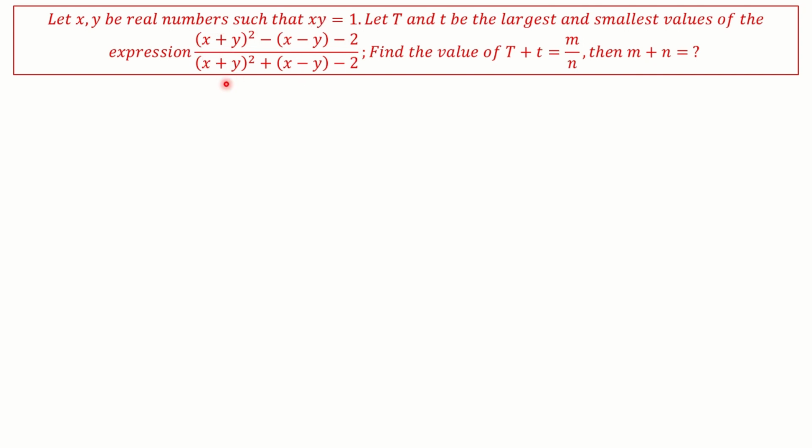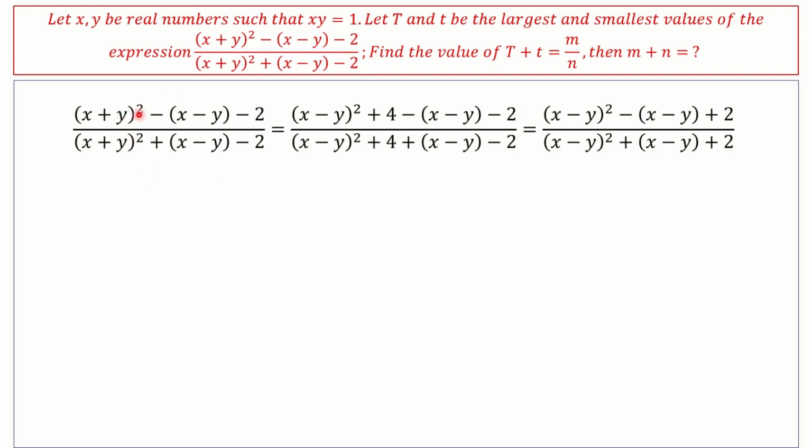Okay, so if you see this expression, what we can easily see is that I can make this x minus y whole square form. Then everything is a square minus a minus 2, b square plus a minus 2, correct? How do you convert that? x plus y whole square equal to x minus y whole square plus 4xy. xy is given as 1, so plus 4. Okay. Then other things are the same. I kept it. So this is what you will get.